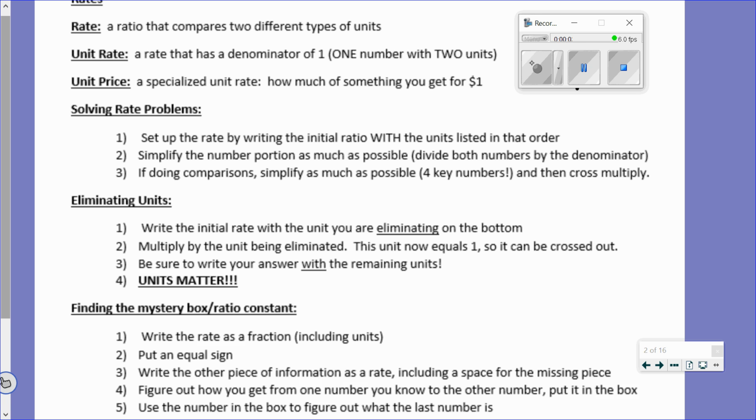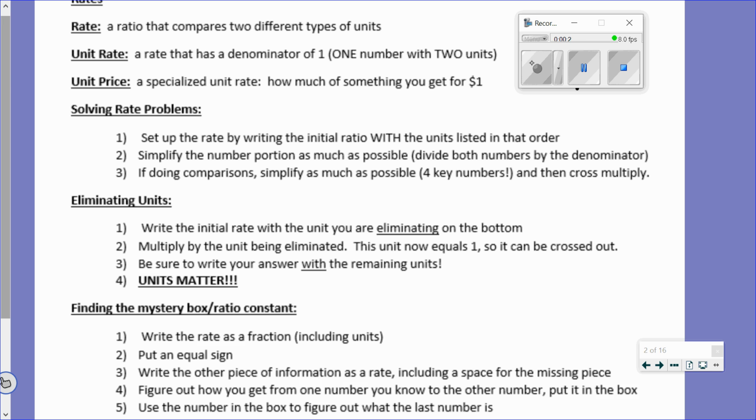So yes, today we're going to talk about rates. Rates is just the next step in what we've already been talking about for the last month in ratios. What we're going to do is take the ratio, which compared two numbers. You see a definition here: a rate is a ratio that compares two different types of units.